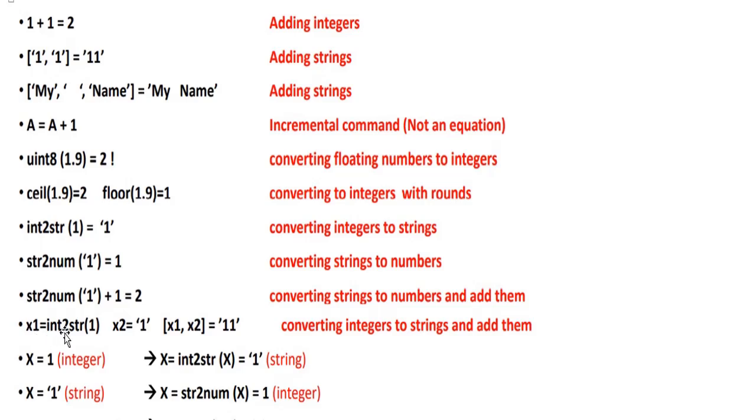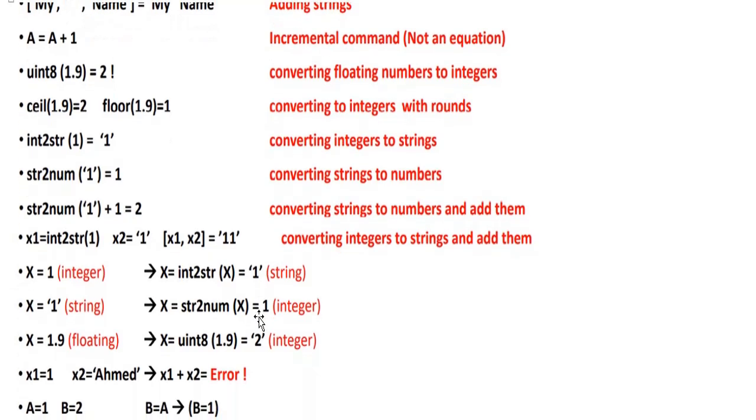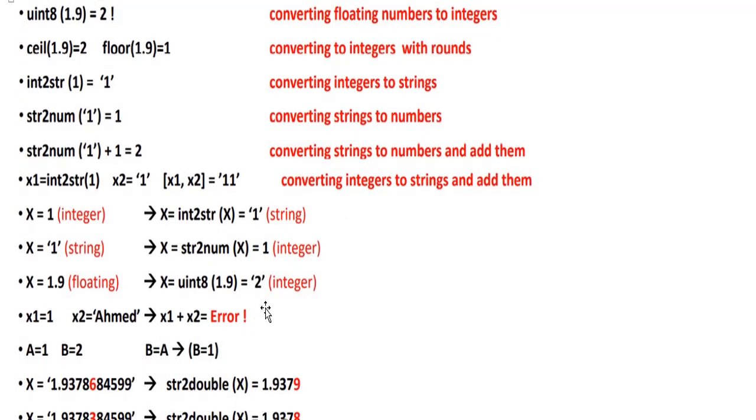x1 equals int2str(1), so 1 will be inserted in the x1 variable and it will be a string value as shown. Okay, x2 equals 1, so when we add these two strings it will result in this. Adding a string to an integer makes an error, a syntax error.